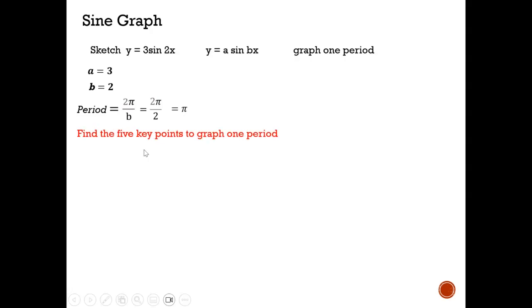Now for the 5 key points, we divide the period by 4. So pi divided by 4 will give us pi over 4, which means we're going to count by pi over 4 starting at 0. So 0, pi over 4, 2 pi over 4, 3 pi over 4, and 4 pi over 4. Now let's go back and simplify them. The 0 stays at 0. The pi over 4 stays at pi over 4. The 2 pi over 4 becomes pi over 2. The 3 pi over 4 stays at 3 pi over 4. And the 4 pi over 4 becomes pi. So those are my 5 key points.